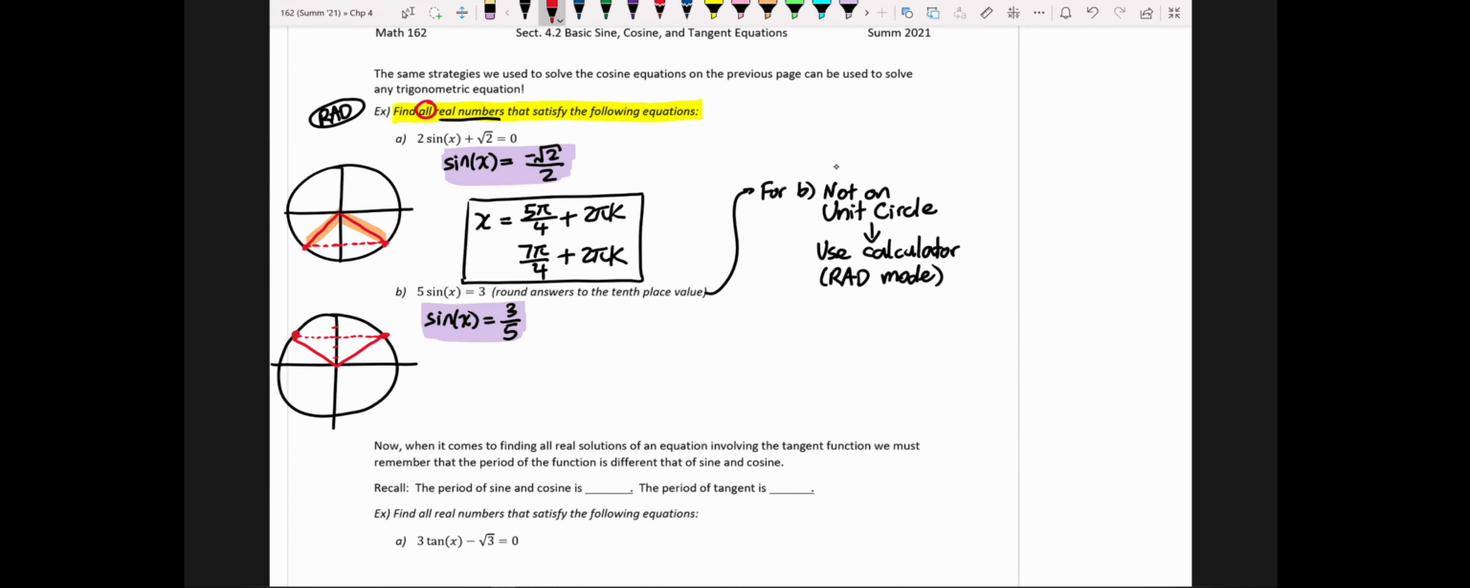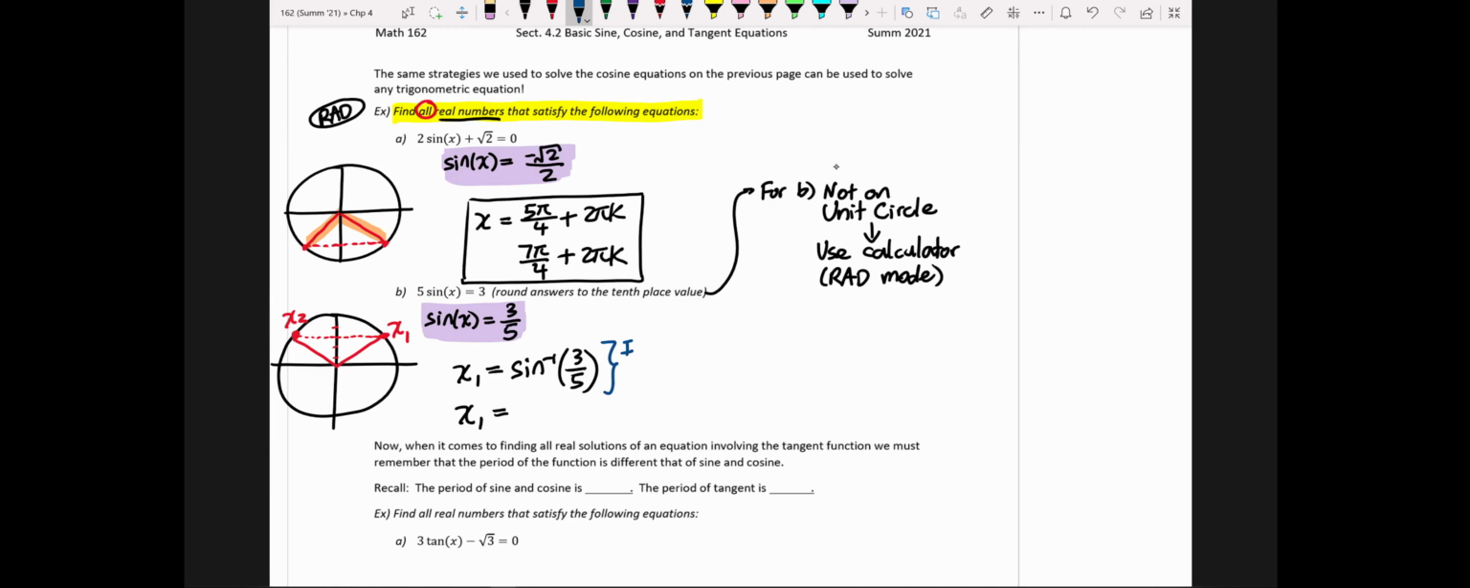These are not on the unit circle. We know we have two solutions. We're going to call them x1 and x2. So if it's not on the unit circle, you use your calculator. And to find the first solution, x1, you use inverse sine, because to solve for x, you need to switch the inputs and outputs and introduce the inverse function. But remember, your inverse function is only going to give you one solution.